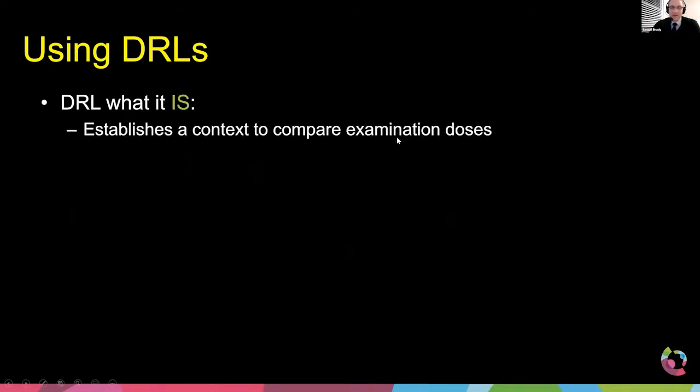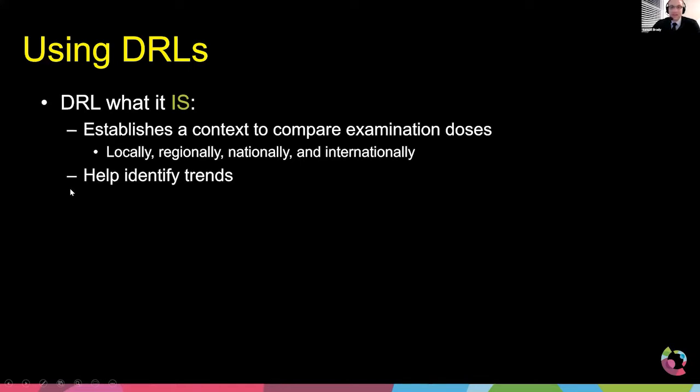And we'll give some examples of that later. So what is a DRL? It establishes the context to compare examination doses, and we can compare it, as we talked about, locally, regionally, nationally, and maybe even internationally. They help to identify trends. This is one of the most important things.